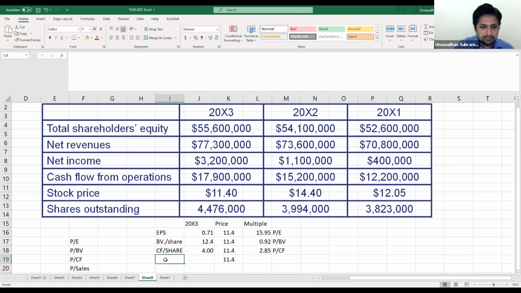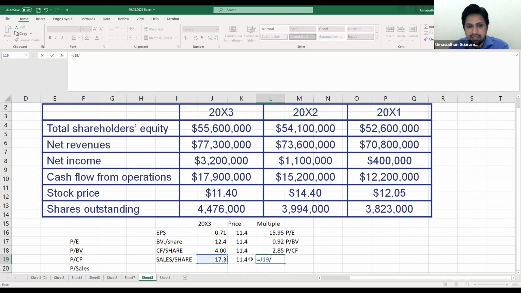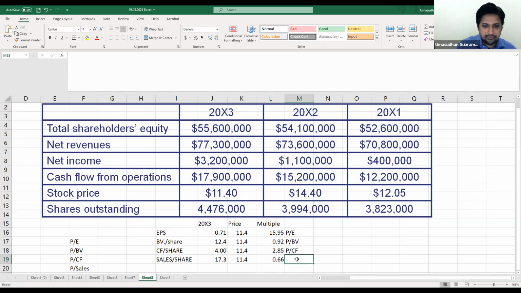The last one is going to be sales per share. How are you going to calculate the sales per share? You have the revenue, right? You have the revenue 77,300,000 divided by 4476. So sales per share, this divided by that, to give you 0.66. Remember, I told you it will be lower because your sales per share is much higher than your EPS. So that's going to give you your price per sales.